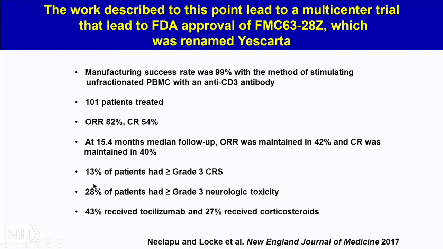So 13% of patients had greater than grade 3 CRS. 28% of patients had grade 3 neurologic toxicity. So a little bit lower than we had, but still a significant amount. 43% of these patients received immunosuppressive medications. Mainly 43% received tocilizumab, which is an IL-6 blocker, and 27% received corticosteroids. That's to treat the CAR toxicity.